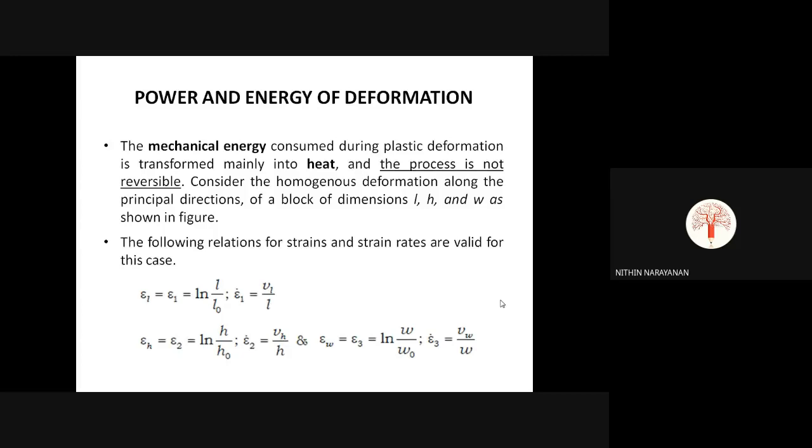Okay, so this mechanical energy consumed during this plastic deformation is transformed mainly into heat. Okay, so conversion of this mechanical energy into heat energy, or this work is converting into heat energy. So work is a form of energy and heat is another form of energy. So the energy in the form of work, that is mechanical energy, is converting into heat energy. We know that process is not reversible.